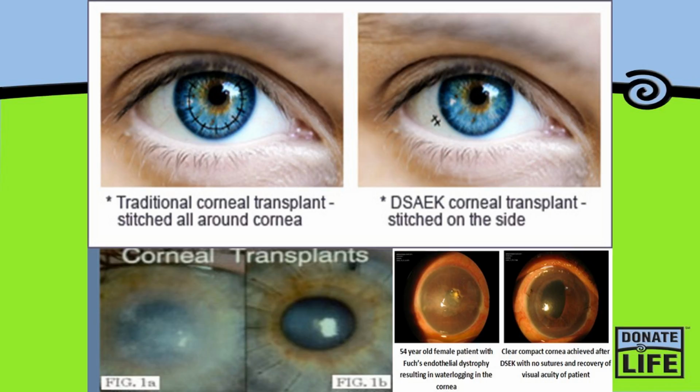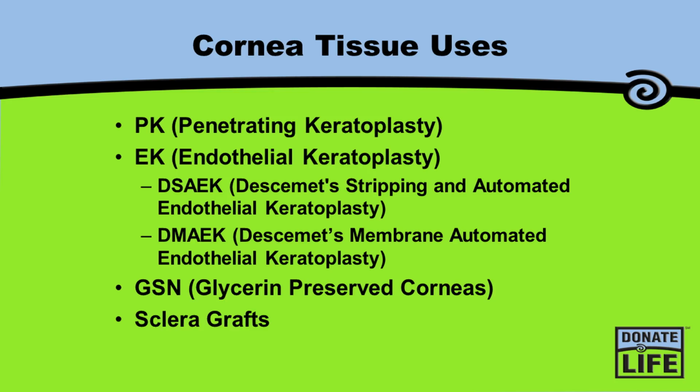Here you get to see, the one on the right says traditional cornea transplant, stitched all around the cornea. That's usually a picture of a full thickness penetrating graft. Any of you that are on the line and on the call today that are eye bankers, you know exactly what I'm talking about when I say a full thickness penetrating keratoplasty. Let's go on to the next slide.